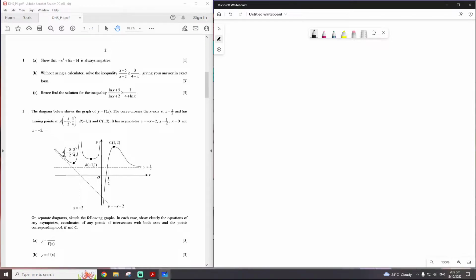Now let's just quickly discuss what happens to each of the features. When you take a reciprocal graph, the horizontal asymptote y equals to half becomes a y equals to 2 asymptote. This half intercept here will become an asymptote. This minus 2 asymptote will become an intercept. And this oblique asymptote disappears. Oblique asymptotes become y equals to 0 asymptotes. So your x-axis will actually be an asymptote of this curve. Okay. So let's see what happens.